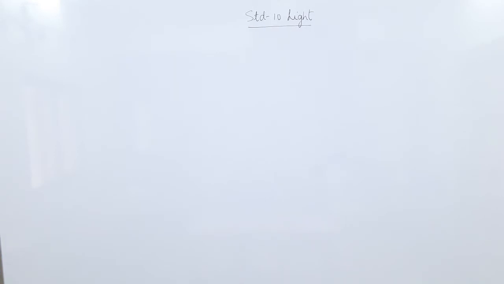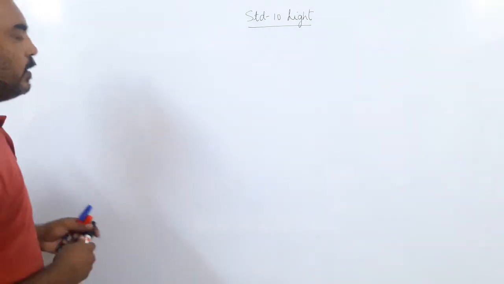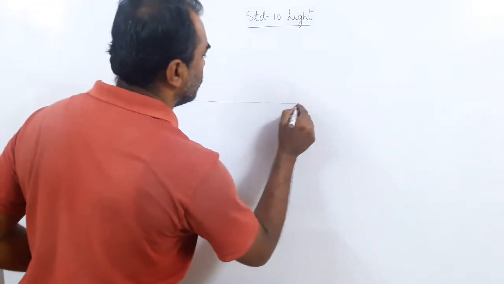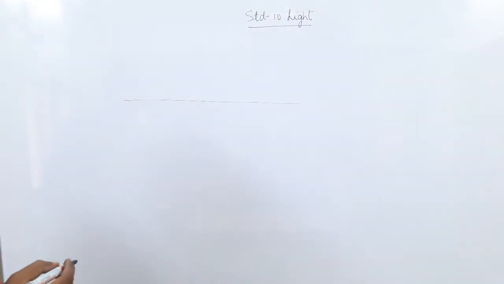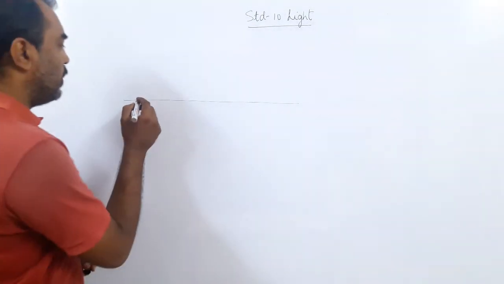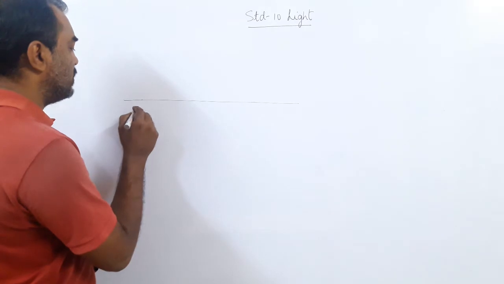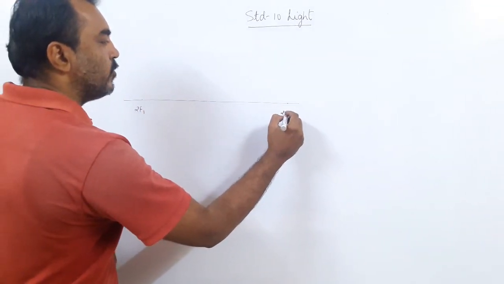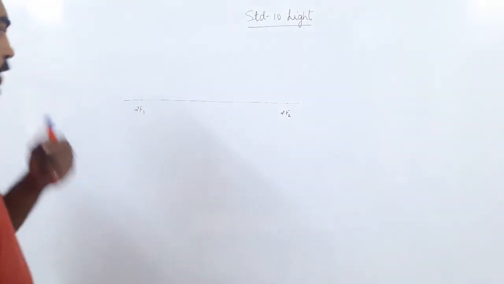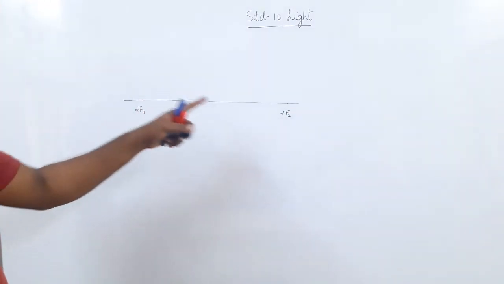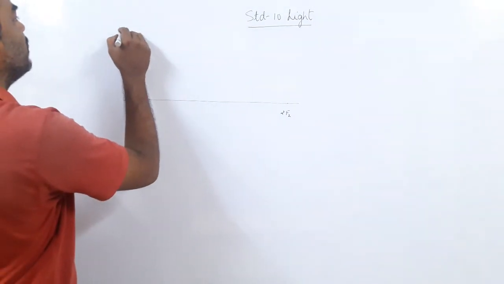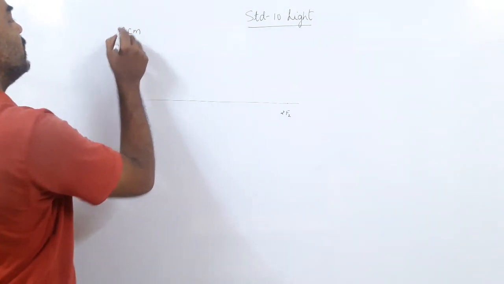Now let us start the drawing part. In your book, draw a straight line and take 2 points at a fixed distance. We'll call it 2f1 and 2f2. For simplicity's sake, I am taking the distance between them to be 12 centimeter.